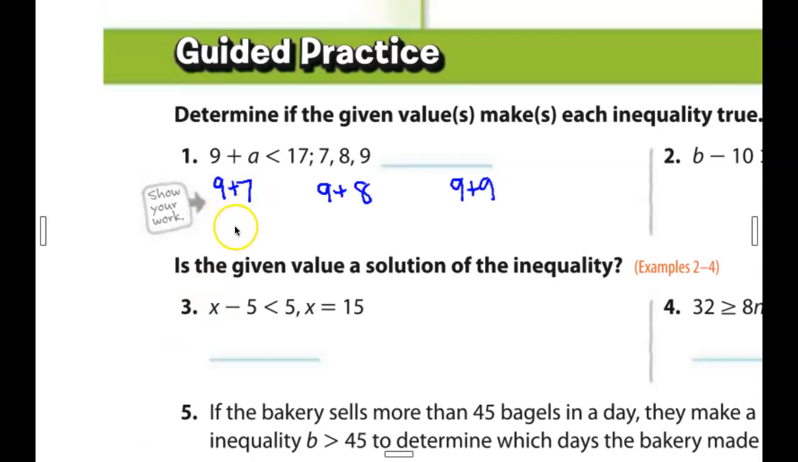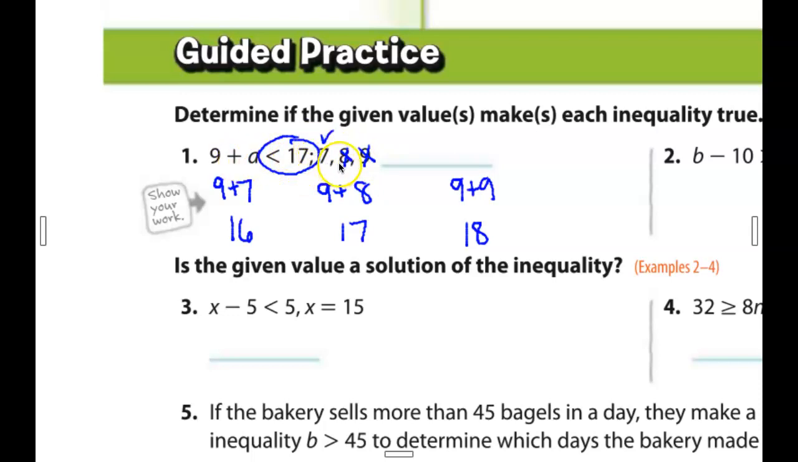Okay, so what is 9 plus 7? Very good. That is 16. Is 16 less than 17? Yes or no? So 7 is a possible answer. What is 9 plus 8? That's right, 17. Is 17 less than 17? No. So 8 is not an answer. What about 9 plus 9? What is that? 18. Is 18 less than 17? No. So the only possible solution of these three numbers is the number 7.